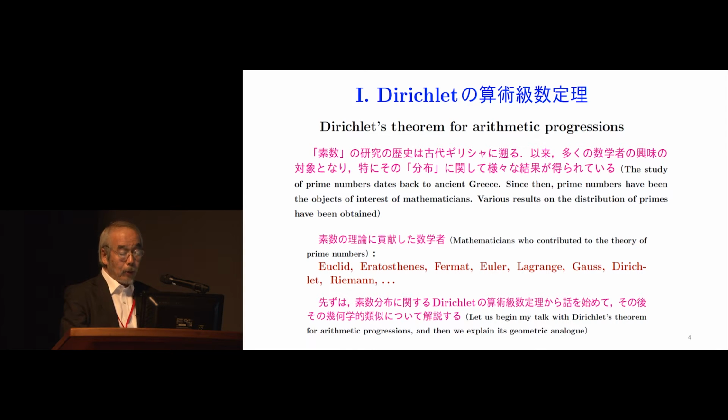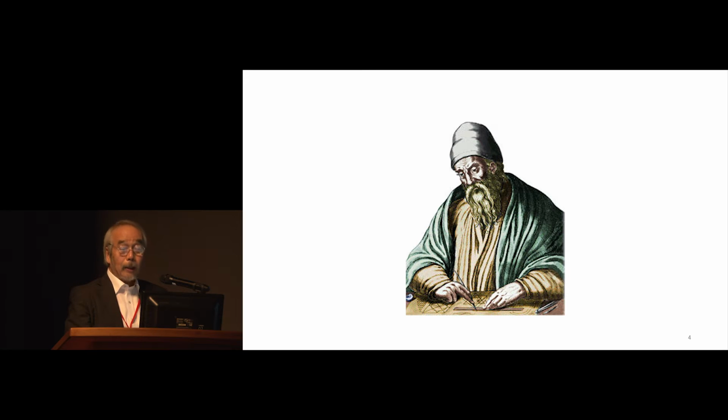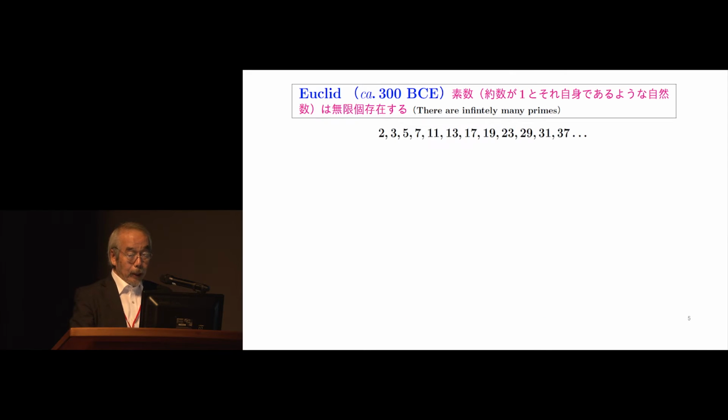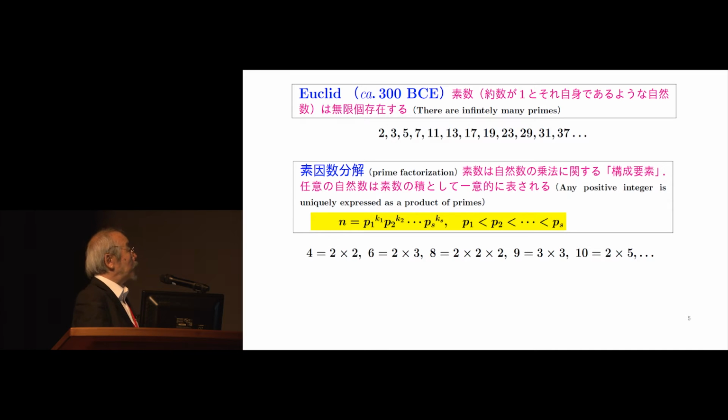First of all, I would like to talk about Dirichlet's theorem on arithmetic progression. Then I would like to talk about the analog. This is Euclid. Of course, this is not a photograph, so there is no way to prove that this is actually Euclid. In the Elements, Euclid stated that there are infinitely many primes. He expressed it in a different way, but his message was that the number of primes is infinite. And prime factorization is quite important because any positive integer is uniquely expressed as a product of primes. It's easily proven. You can see 4, 8 and 10, all of these are expressed as a product of primes.